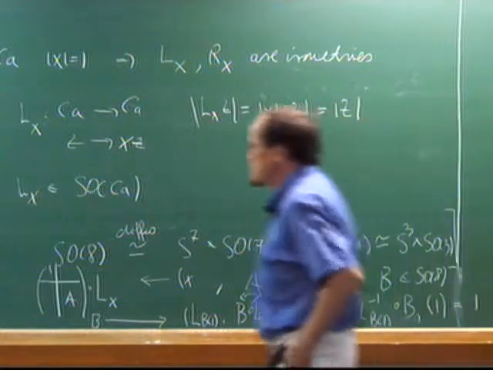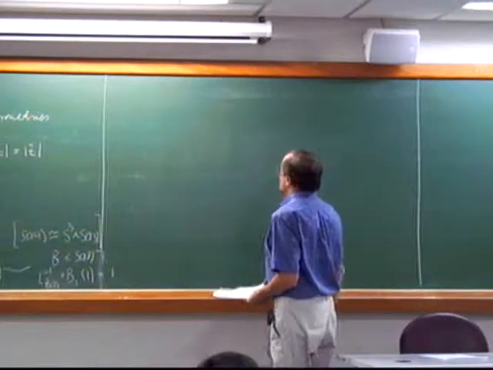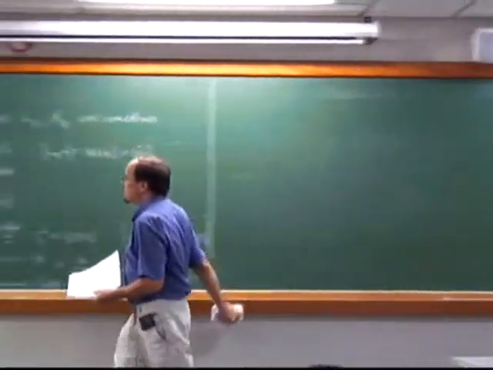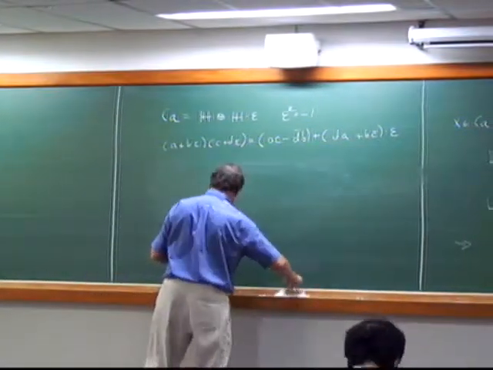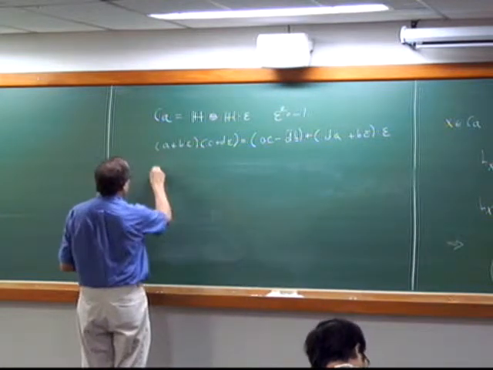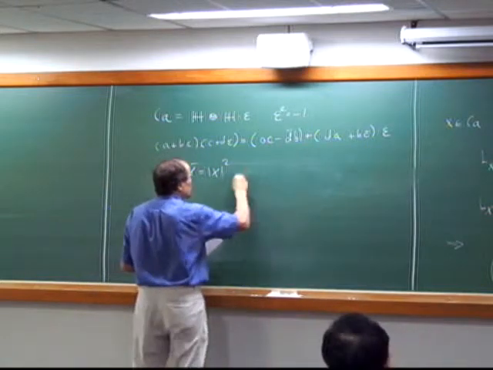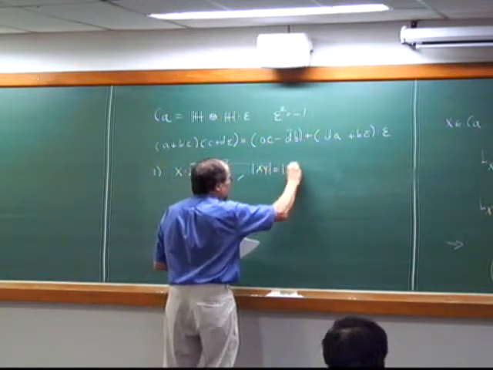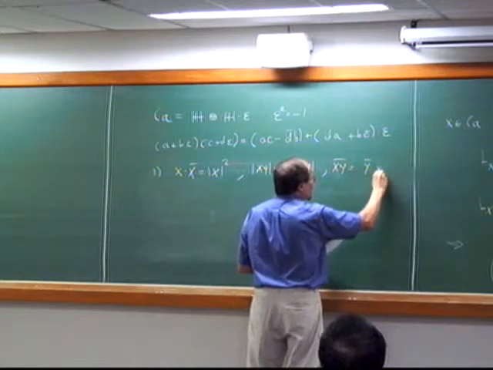Now I want to write down a sequence of consequences of these properties of the Cayley numbers that we're going to use to derive properties of the automorphism group. So let's see, maybe I'll write them over here. So I guess as step 1, let's remind ourselves that x times x bar is norm x squared. Norm xy is equal to norm x norm y. And (xy) bar is y bar x bar.